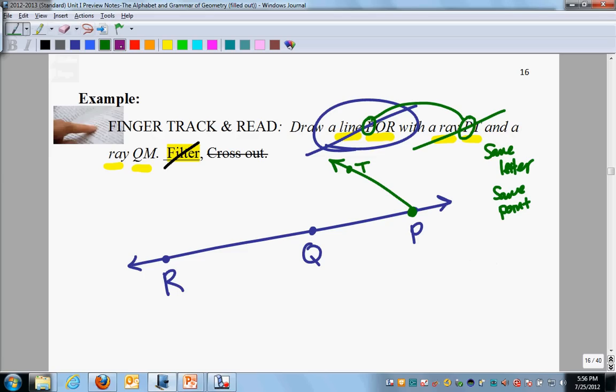And another ray, QM, same letter, same point. Q, it's a ray, must have an arrow. M goes towards the arrow. Cross it out. Congratulations, you've done your first geometry translation. Let's try another one.